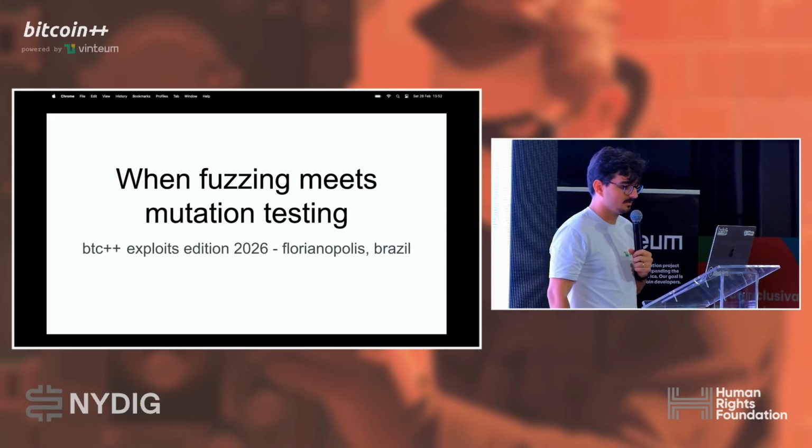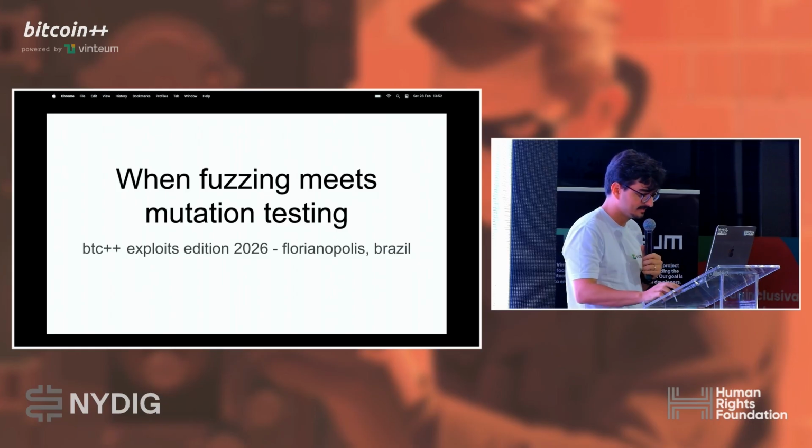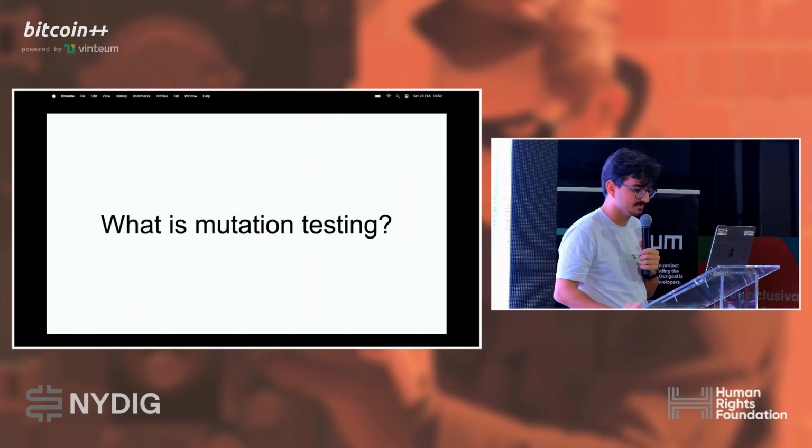First of all, I know you had some talks about fuzzing here, so I won't spend a lot of time explaining it. So let's start by introducing mutation testing.